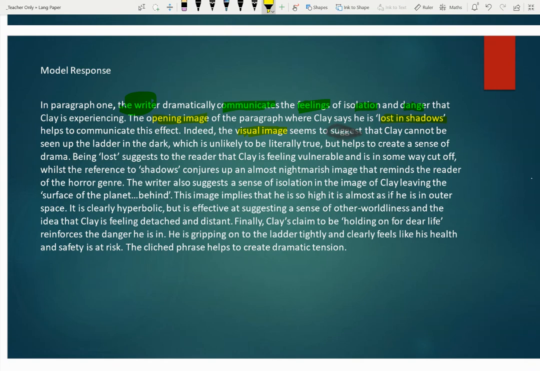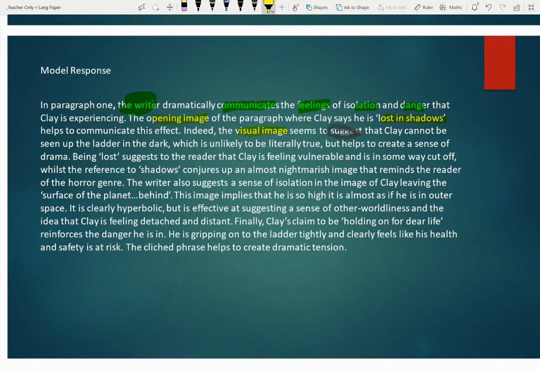Okay, right. Now I'm going to zoom closely into words and talk about their effects. So I'm recycling some of the words from the initial quotation, "lost in shadows". Being lost suggests to the reader that Clay is feeling vulnerable and is in some way cut off.